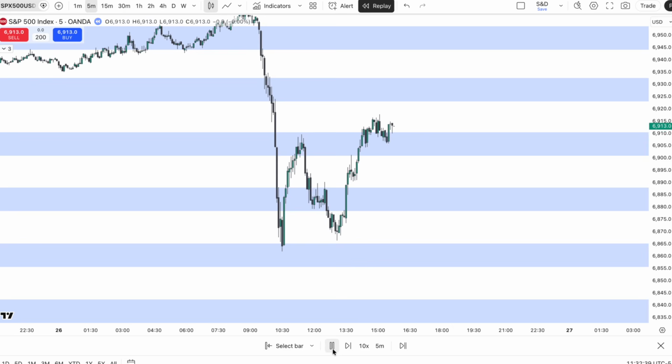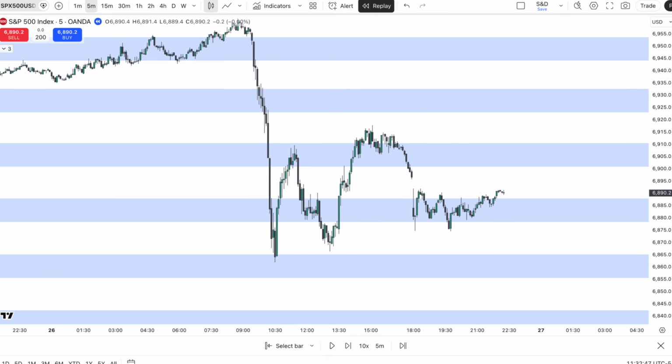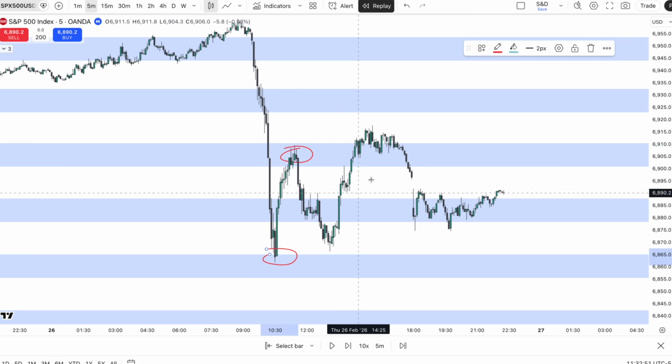Read what the market is telling you. Is there a clear trend? Is structure confirmed? Do you actually have a bias here, or are you just guessing? If you can't answer that, you wait. Simple as that. And when both of those line up, that's where you enter.